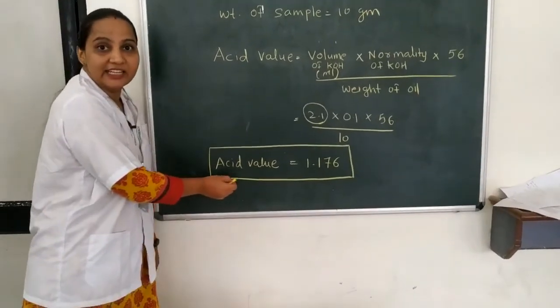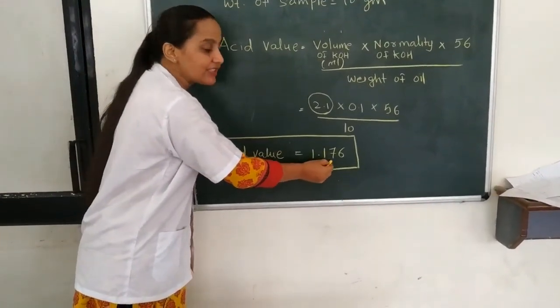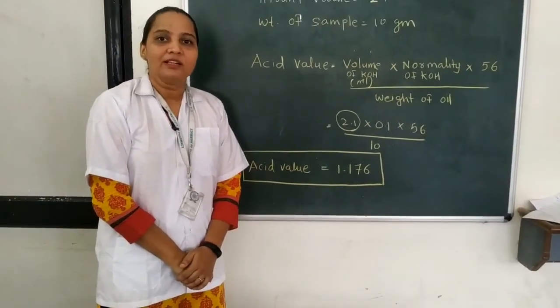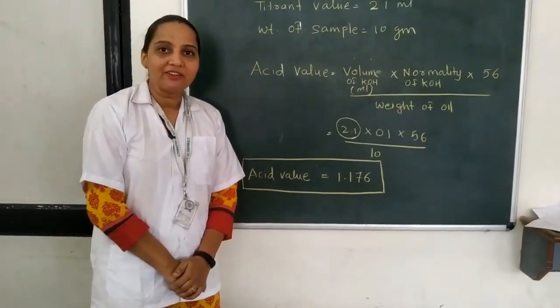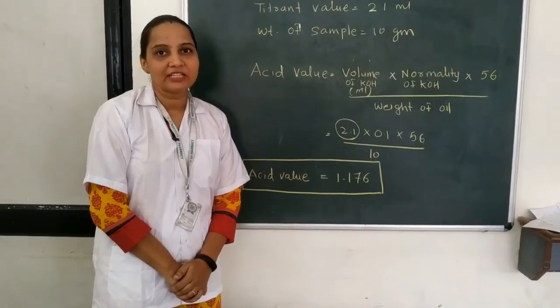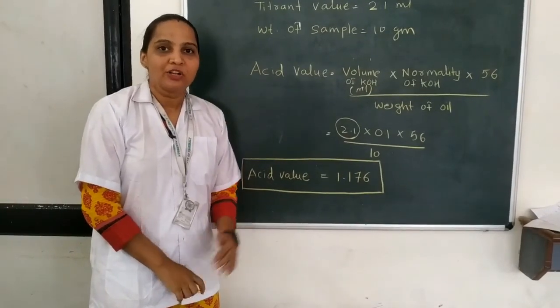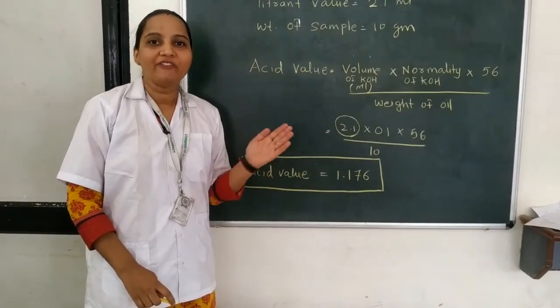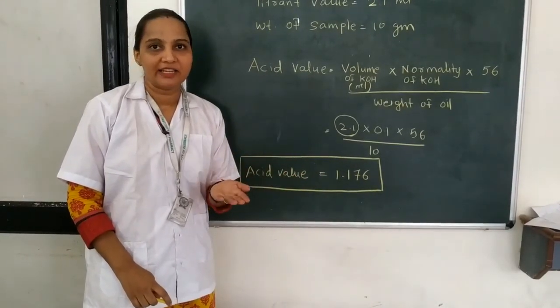So the total acid value is 1.176, which is near our standard value. The standard acid value of castor oil or sesame oil is near 2. So here we can say our oil is of pure quality and without rancidity.